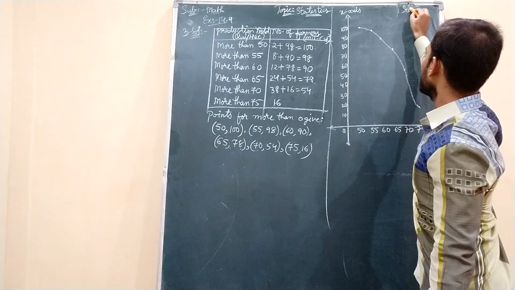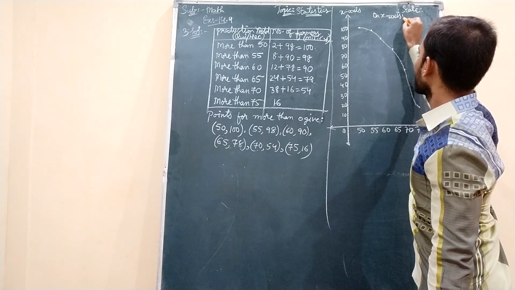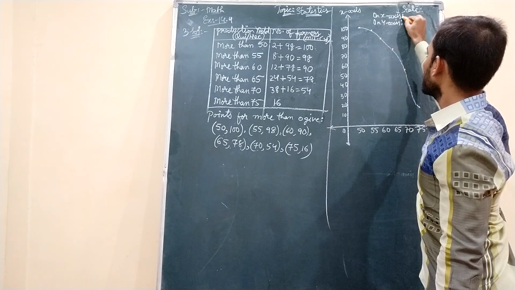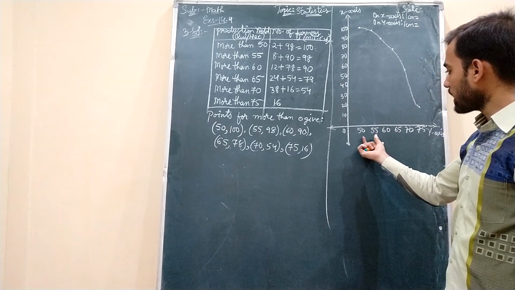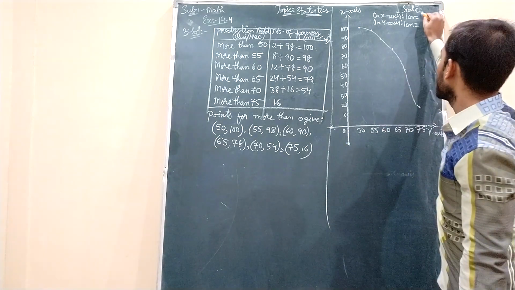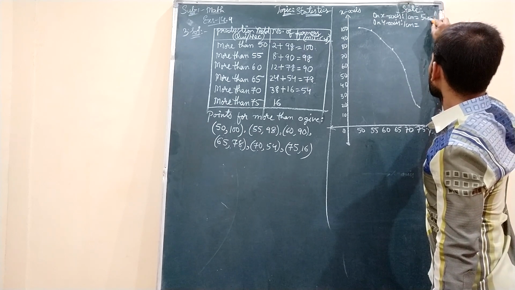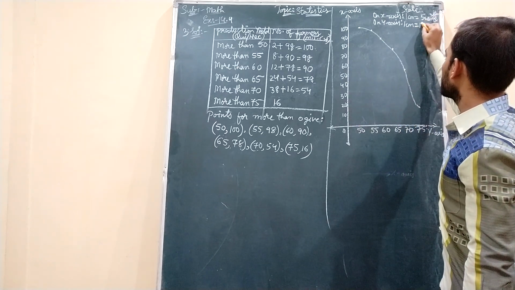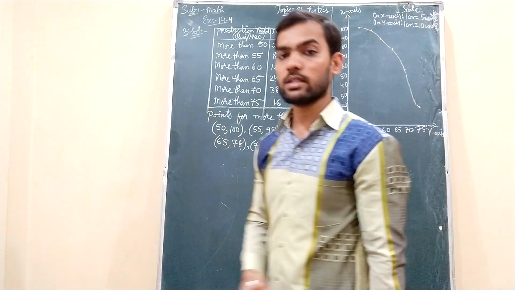Then we need to write the scale on x-axis, on y-axis. The boxes are of 1 centimeter only as it is. Now check how many units you have taken on x-axis. 50 to 55, 55 to 60 means you went on increasing 5 units. So x-axis scale is 1 centimeter equals 5 units. And y-axis scale is 1 centimeter equals 10 units. Okay students, so this is about more than ogive.